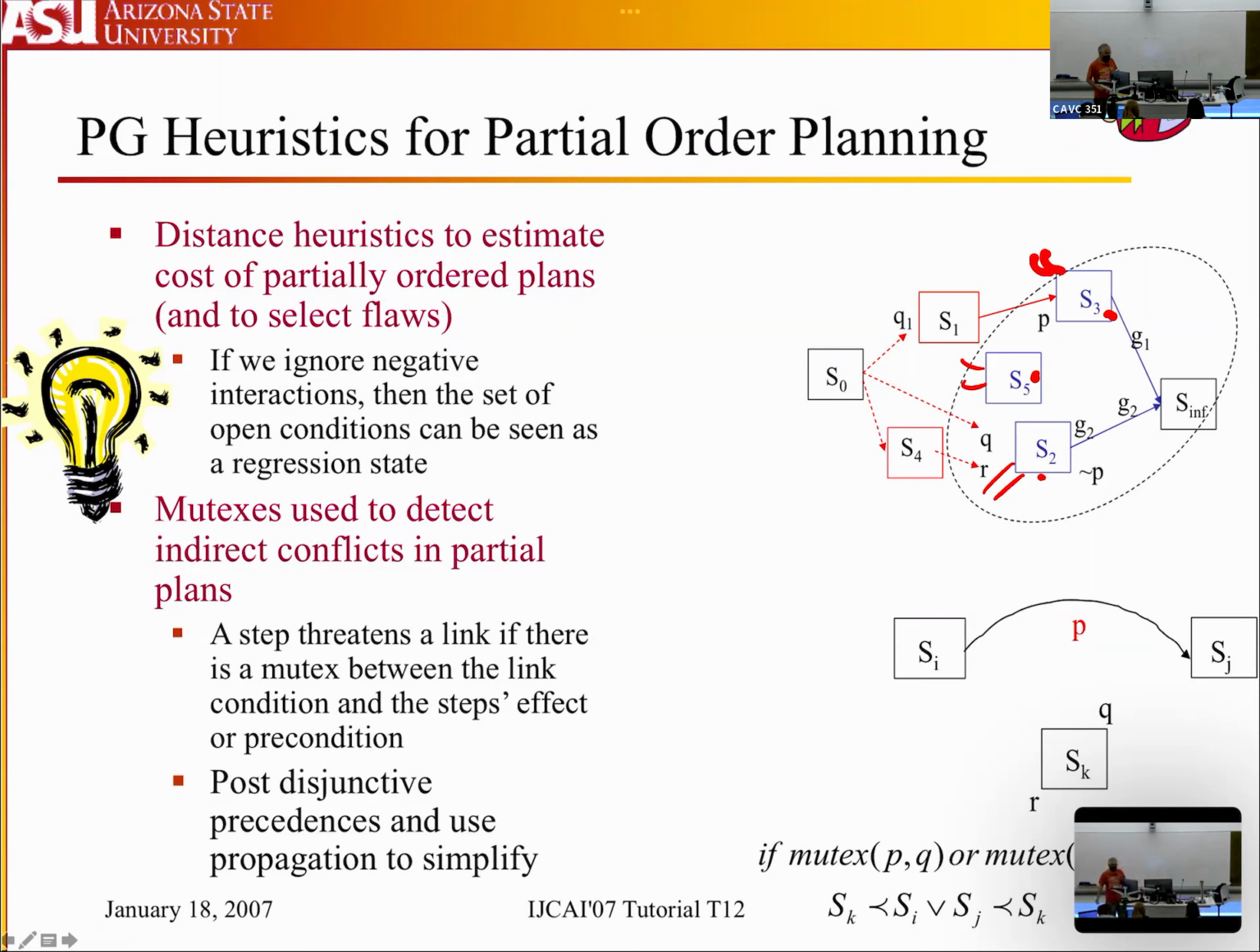Right? However, if you assume there are only positive interactions, no negative interactions, then you can collect all the preconditions of all the people, make them true before, and then they just persist to the place where they are needed. You see what I'm saying?